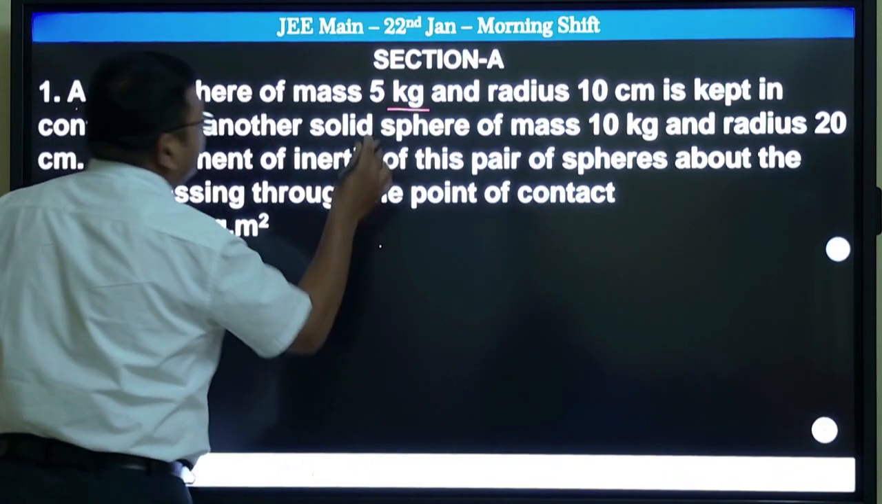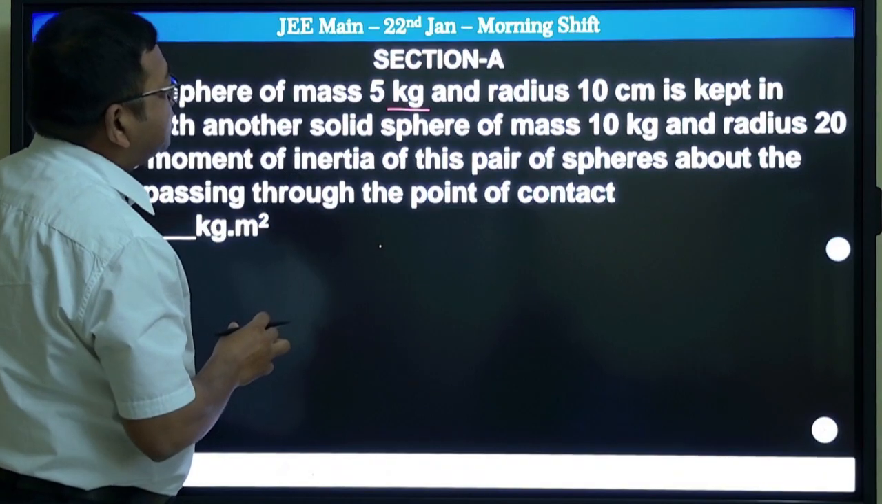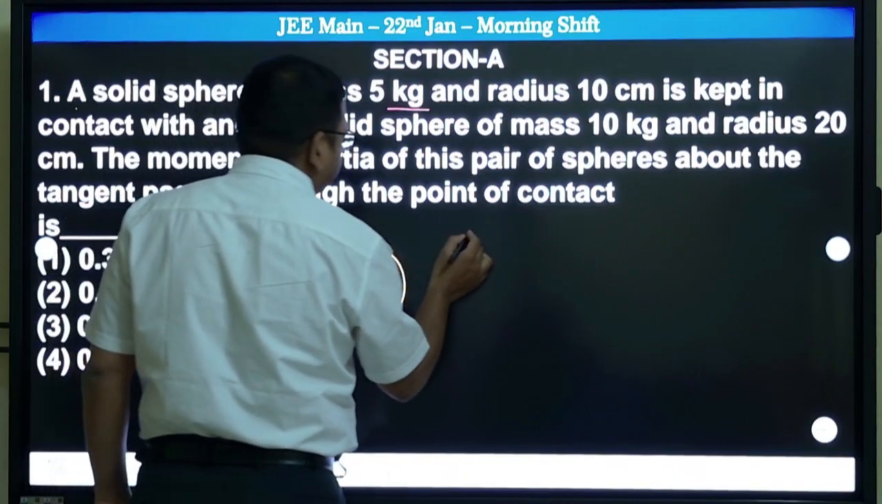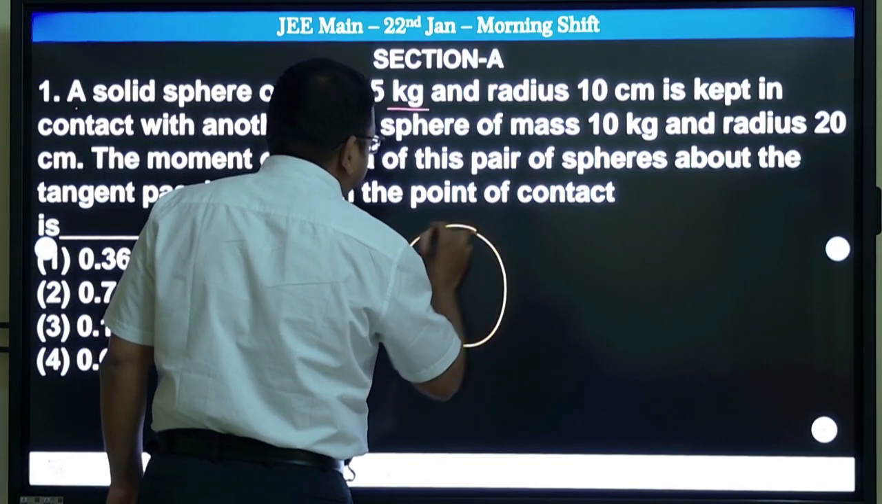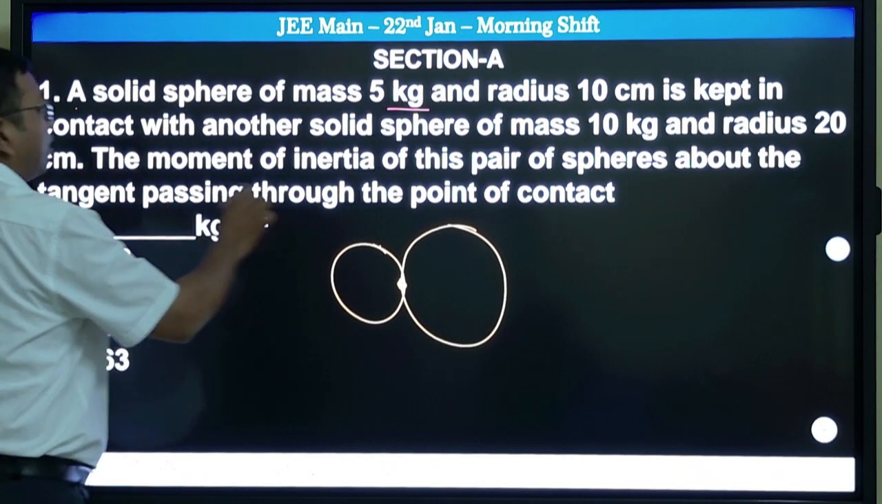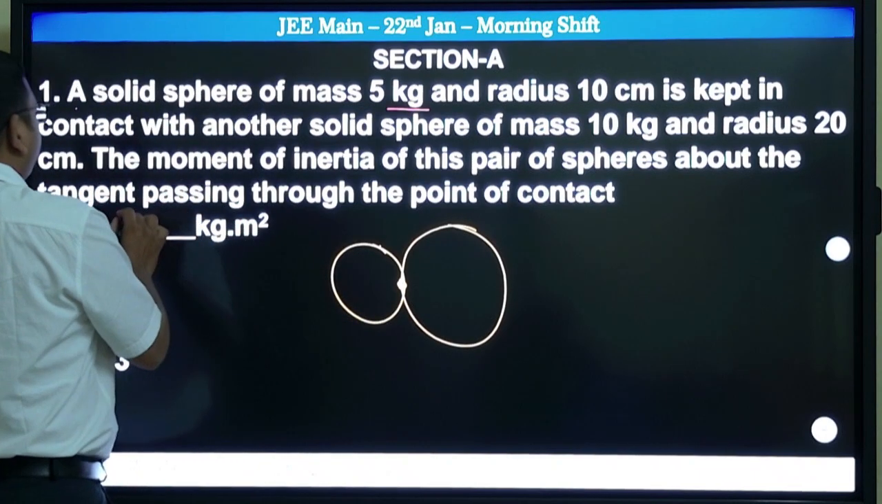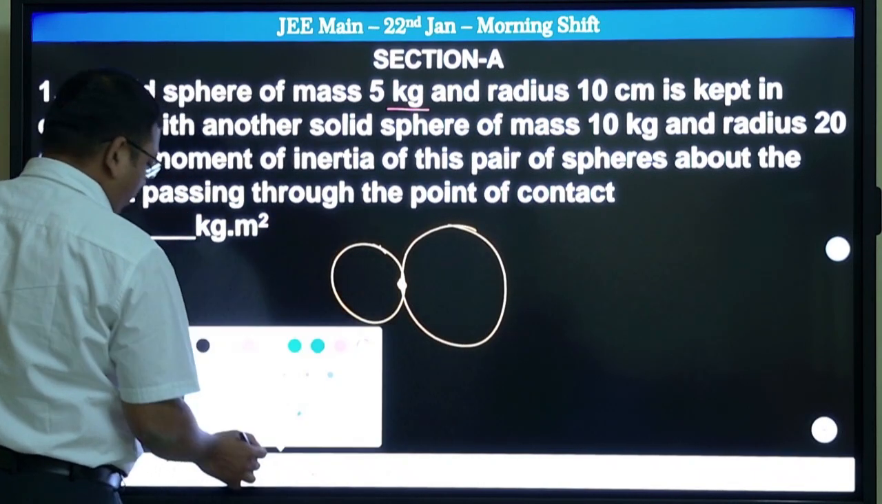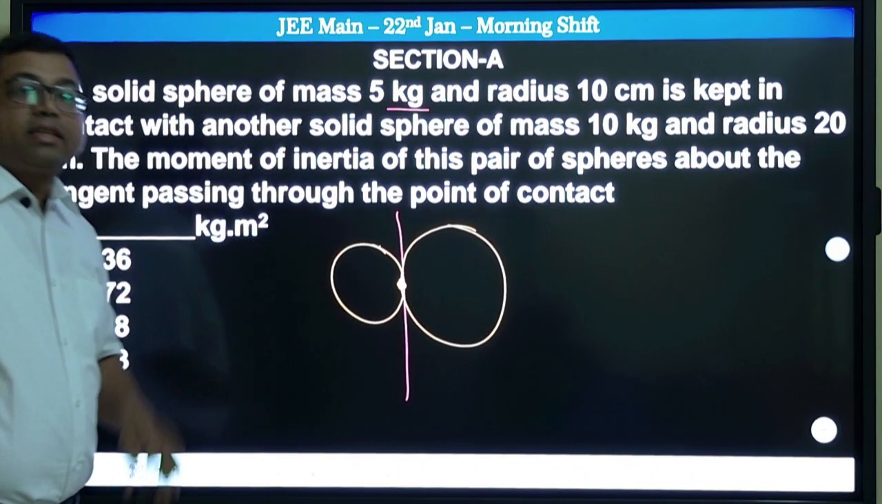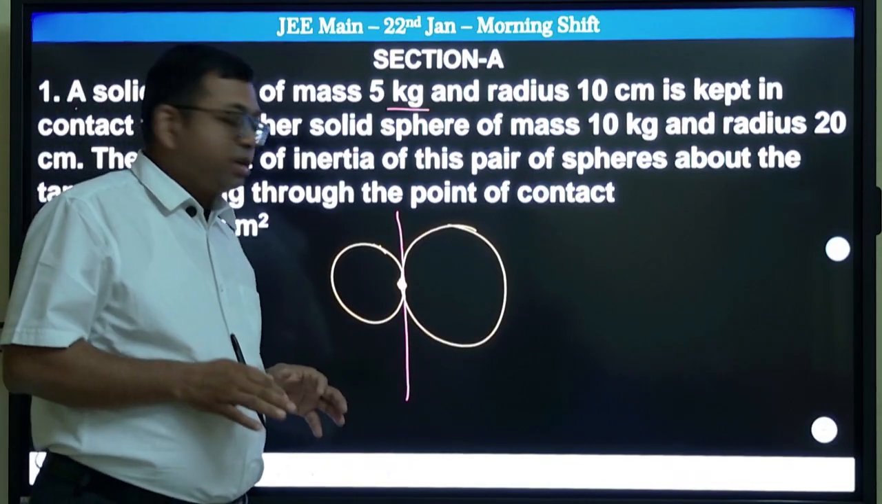So there is a sphere of 5 kg, radius is 10 centimeter, right? So there is a small sphere, you can say, and there is a big sphere like this. They are touching each other at this point of contact, and we have to calculate moment of inertia of this pair about the tangent through the point of contact. So tangent, let us take like this. So this tangent we have to calculate moment of inertia, right?